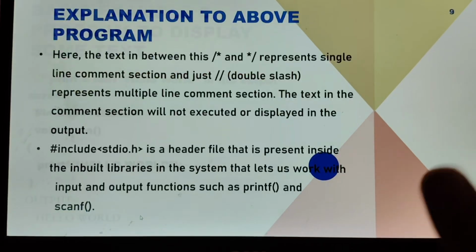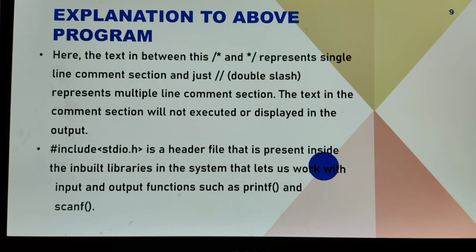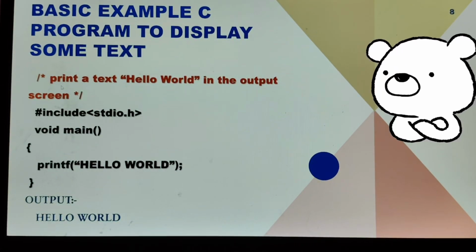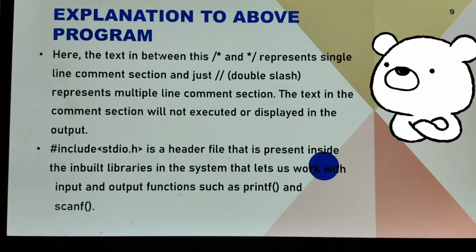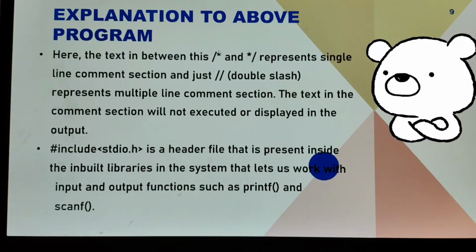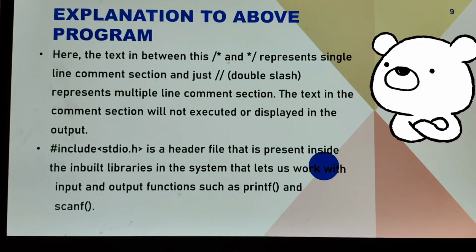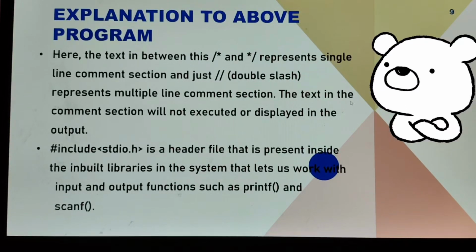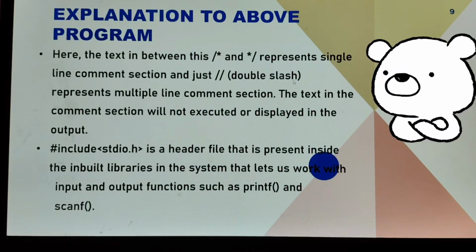So I have given the explanation of the program. Now, how are the comment sections written? This is the single line comment section which we used in this program. The slash star and star slash represent a multiple line comment section, and the double slash represents a single line comment. If we want to write two or three lines or more, we go for the slash star section. The text in the comment section will not be executed or displayed in the output.